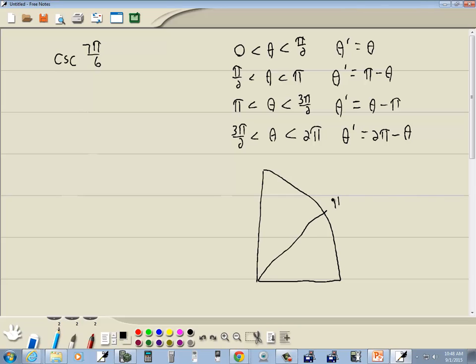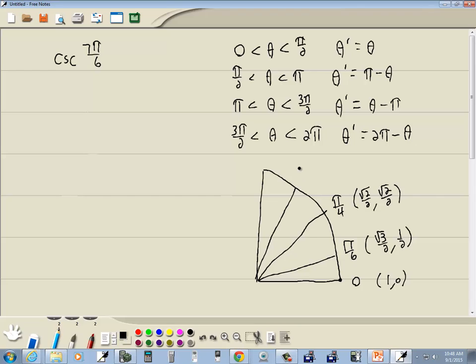And here, I don't draw straight lines very well. That's pi over 4, and that point is square root of 2 over 2 and square root of 2 over 2. Somewhere here is pi over 6, and this is square root of 3 over 2 and 1/2. This right here is 0, and that'd be 1, 0. Pi over 3 is somewhere here, and this would be 1/2 and square root of 3 over 2. And then this one right here is going to be pi over 2, which is 0, 1.